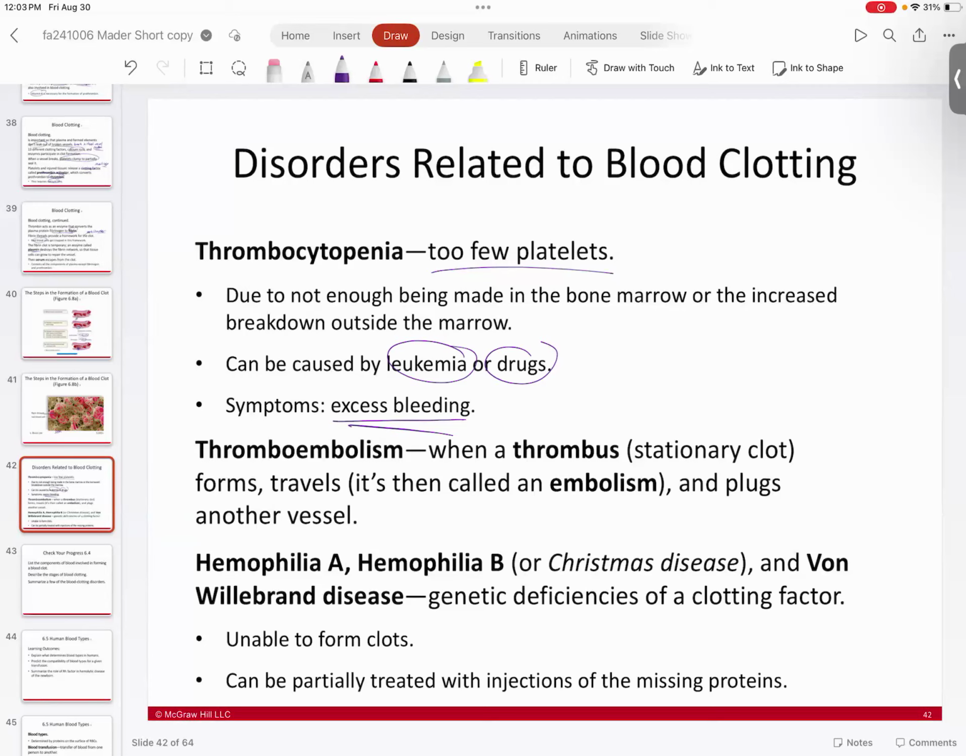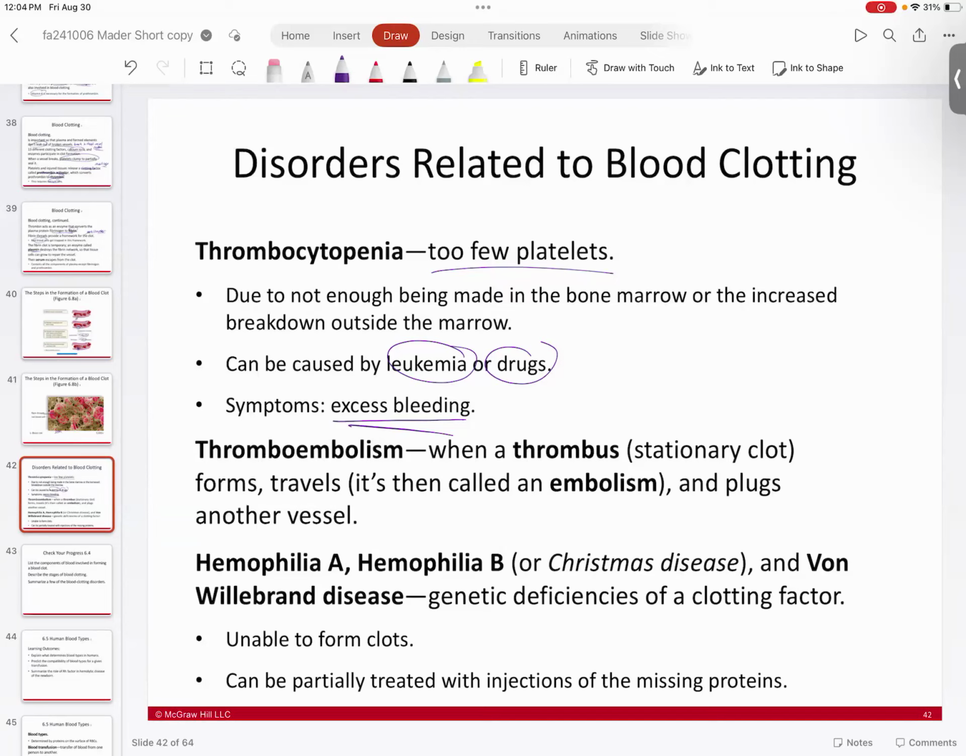You also have thromboembolism, we talked about, right? Where this is basically a thrombus, a stationary clot that forms and travels. So that's the embolism. And then it plugs another vessel. So that's a clot, basically, is what that is. It's a traveling blood clot. So that's one disorder. And then we have the hemophilias, right?